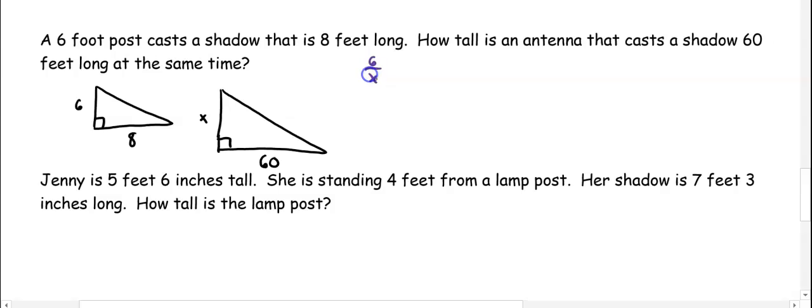So we get 6 over x is equal to 8 over 60. When we cross multiply here, we get 8x equals 360. When we divide by 8, x is 45 feet.